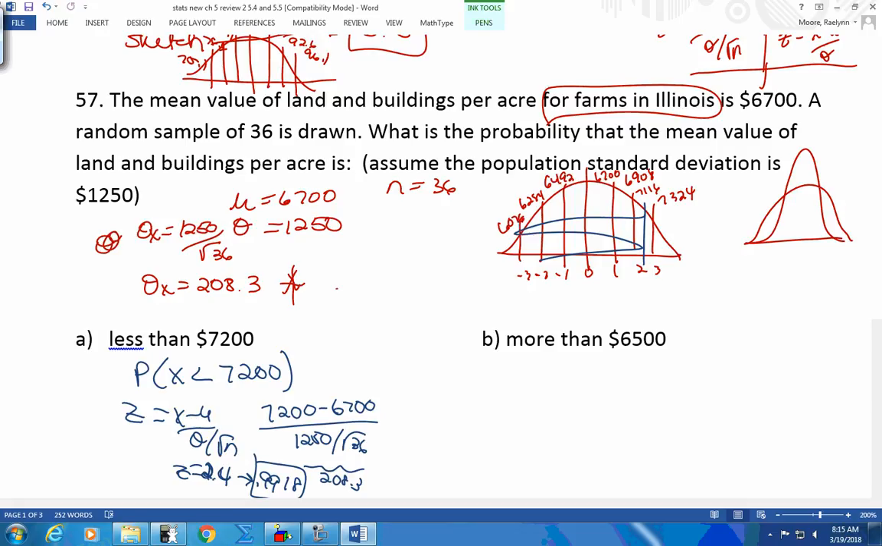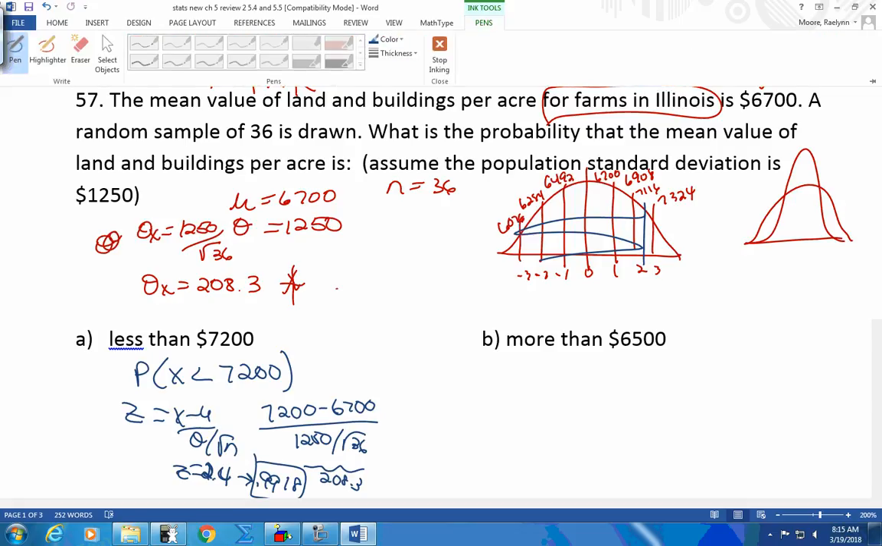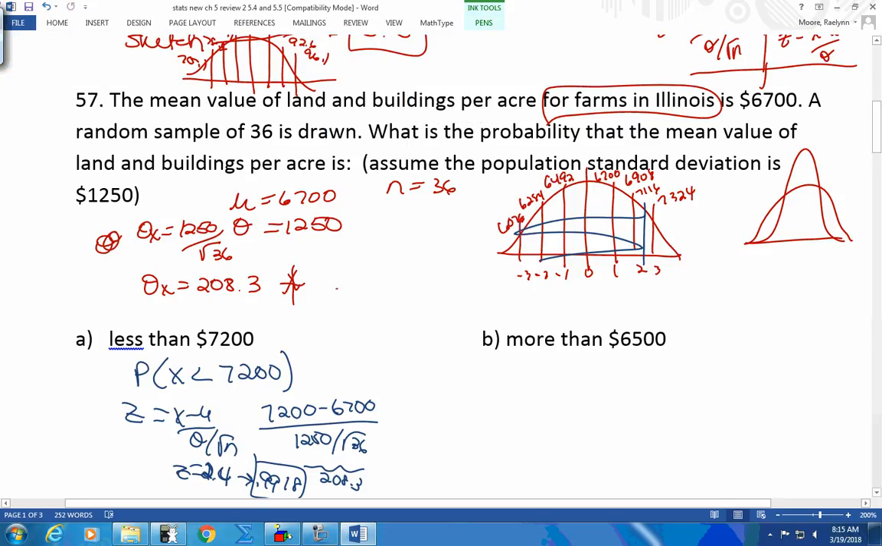Okay. If you want to leave it as a decimal, that's fine. If you want to move it to a percent, that's fine too. Okay? Let's try another one. What is the probability that it's more than 6,500? How do I say that? Good. That's all I have to do.